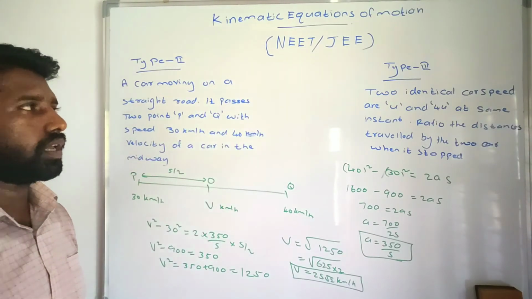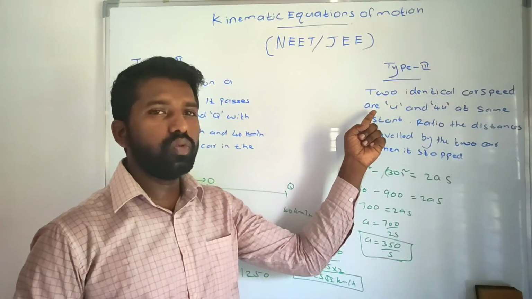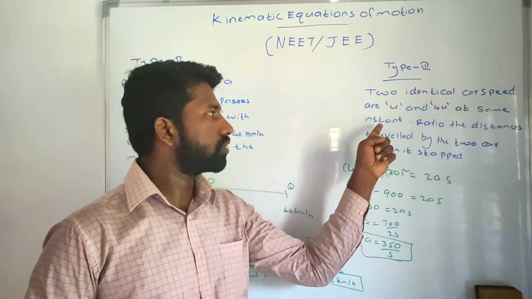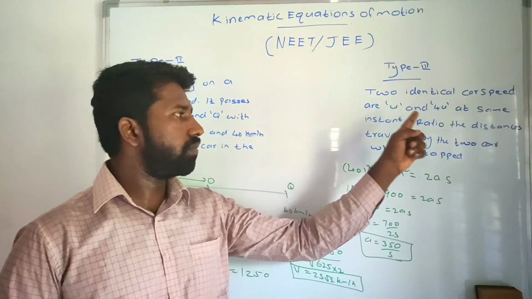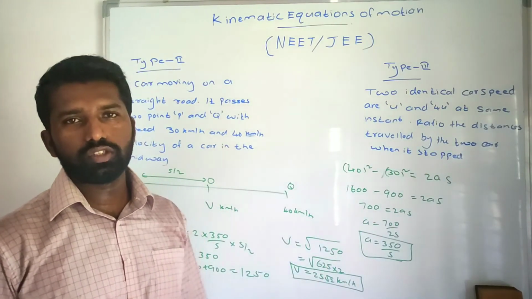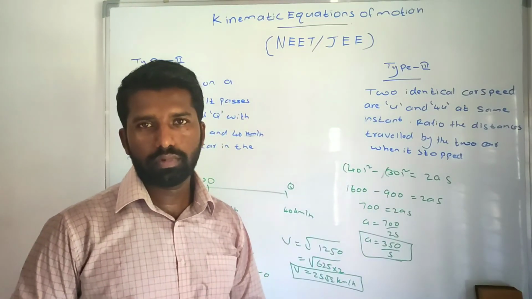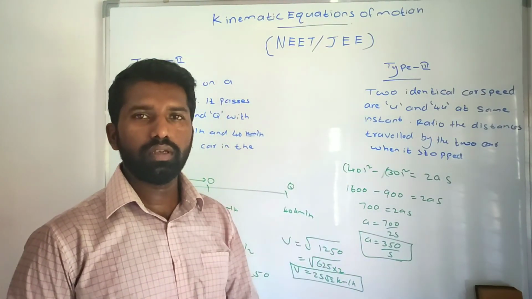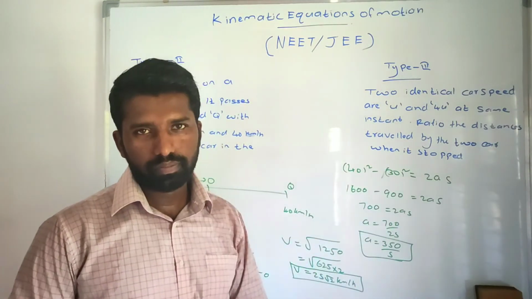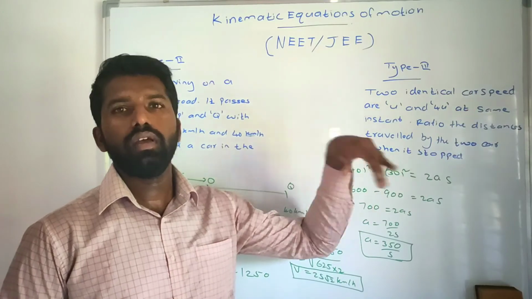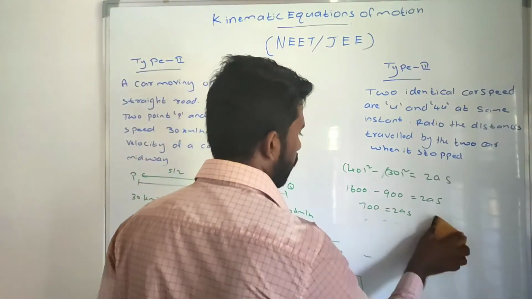Now we will see type 3. Two identical cars, speeds are u and 4u. At some instant, the ratio of distances traveled by the two cars when they are stopped. That means at some instant they are given the velocities u and 4u. When they are stopped, how much distance do they travel, and that distance ratio they are asking. Okay, so we'll see this.